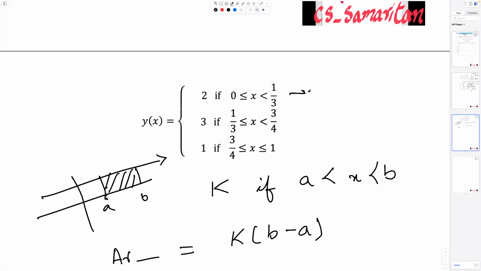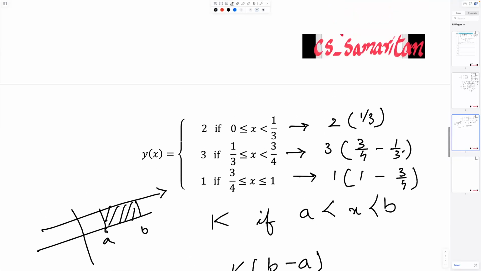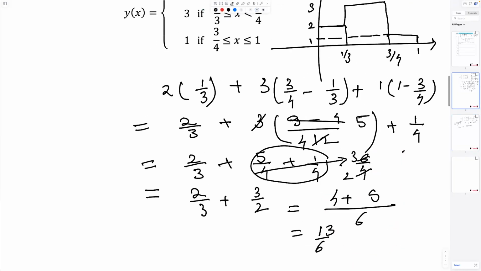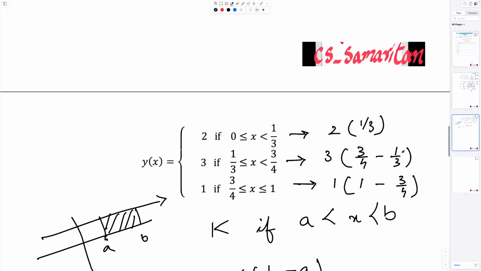The first entry gives you what? 2 times 1 by 3. The second entry gives you what? 3 times, basically, 3 by 4 minus 1 by 3. This entry gives you what? 1 times 1 minus 3 by 4, right? And just adding them, you get the answer, and that is basically the same manipulation of numbers that we did over here. So you can do it again, I will not do that again, right? But when you do this kind of analysis, you develop confidence in what you understand, right?